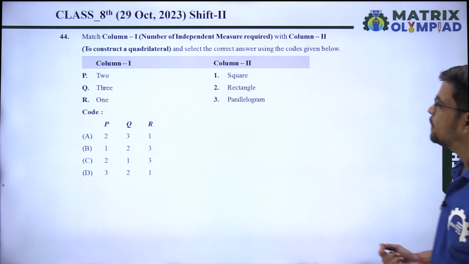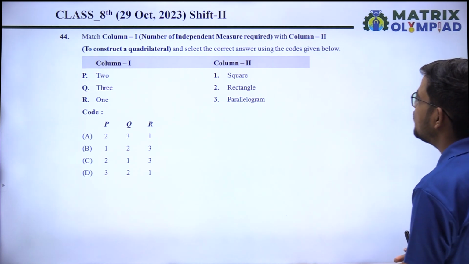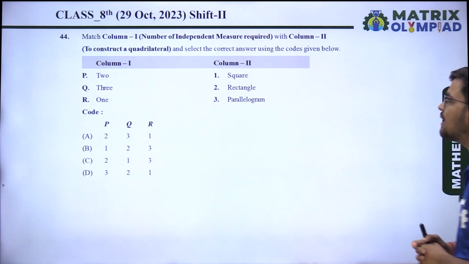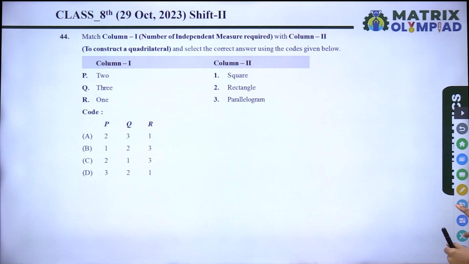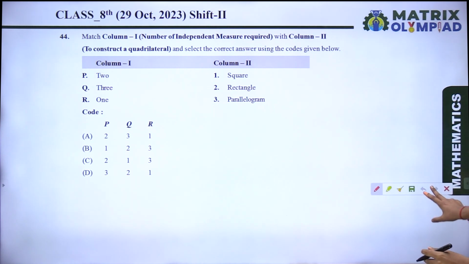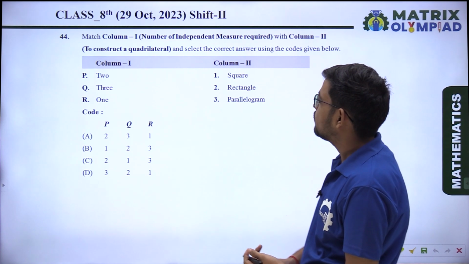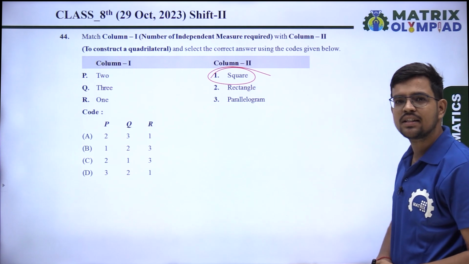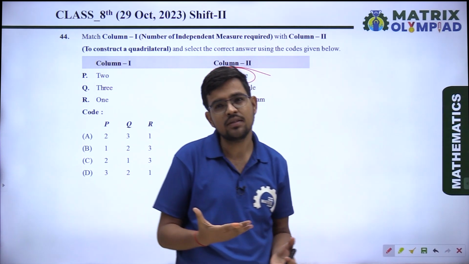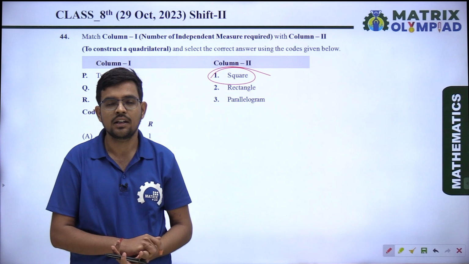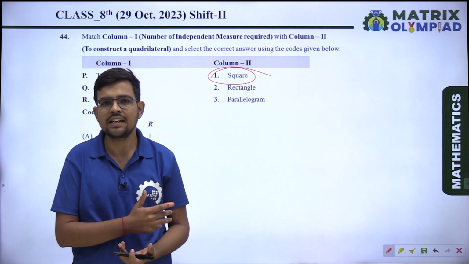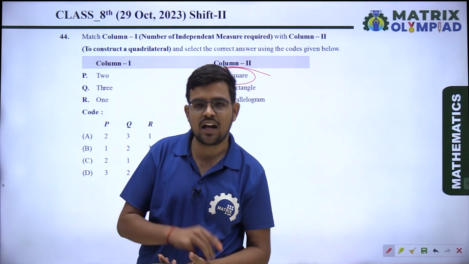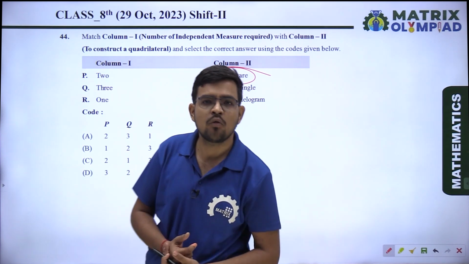Next question. Match column first, the number of independent measures required, with column second to construct a quadrilateral, and select the correct answer using the codes given below. So in P, two measures are required. Just see from here, in a square how many measures are required? If someone gives only one side, 4 centimeters, can we construct the square? Because it is already known that all angles of a square are 90 degrees and all sides are equal.